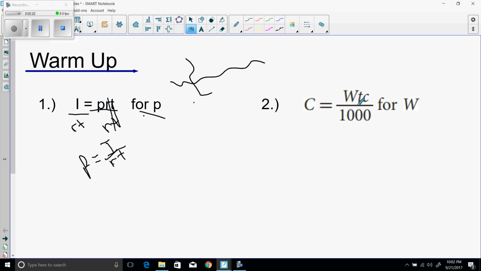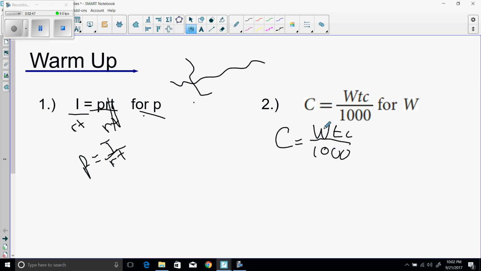When we look at the next one, we've got a little bit more going on here. If I look at C is equal to, in the numerator, WTc, notice the two different cases of C, uppercase C, lowercase c. That's going to be important. I've got to solve this for W. So what I'm going to do is rewrite the entire equation. C is equal to capital W T c divided by 1,000.